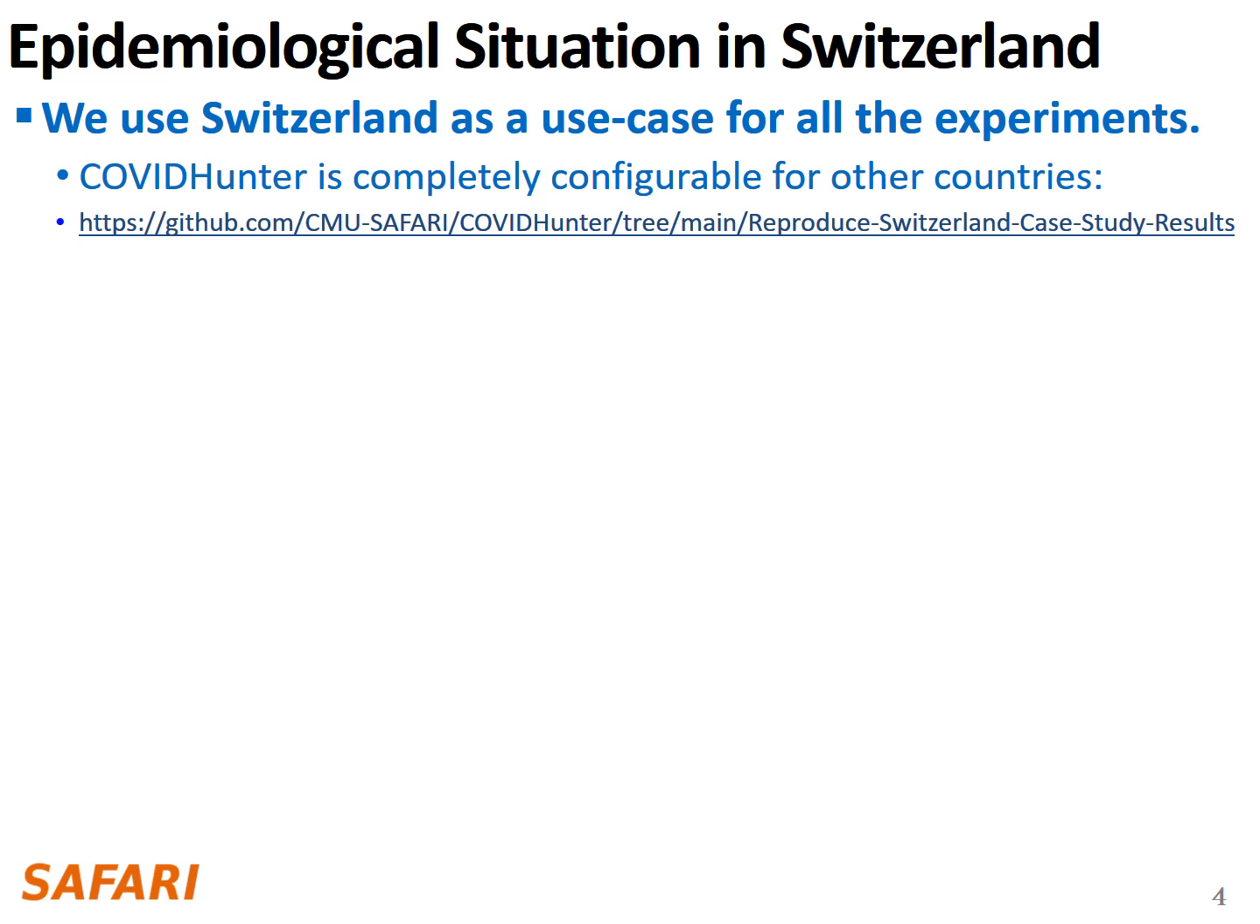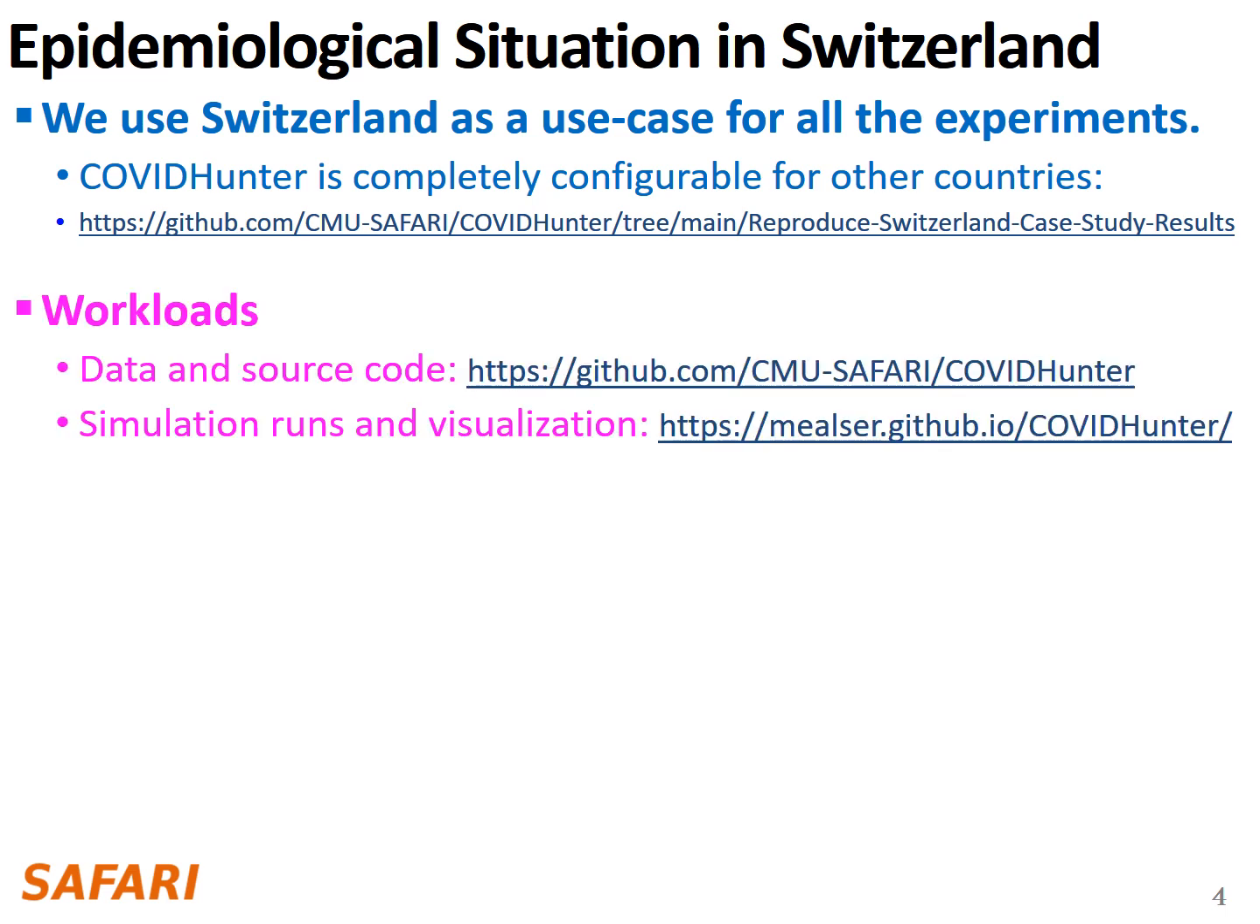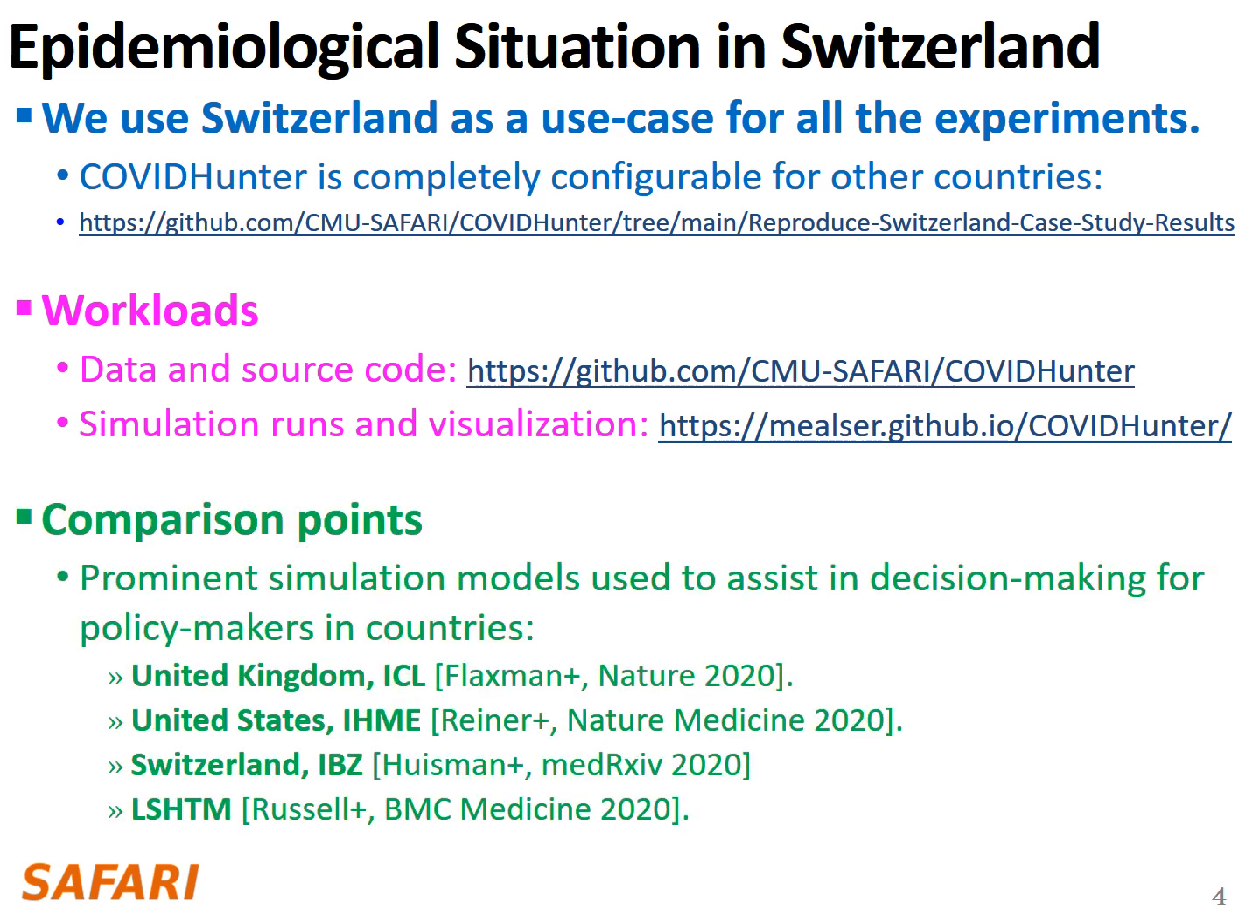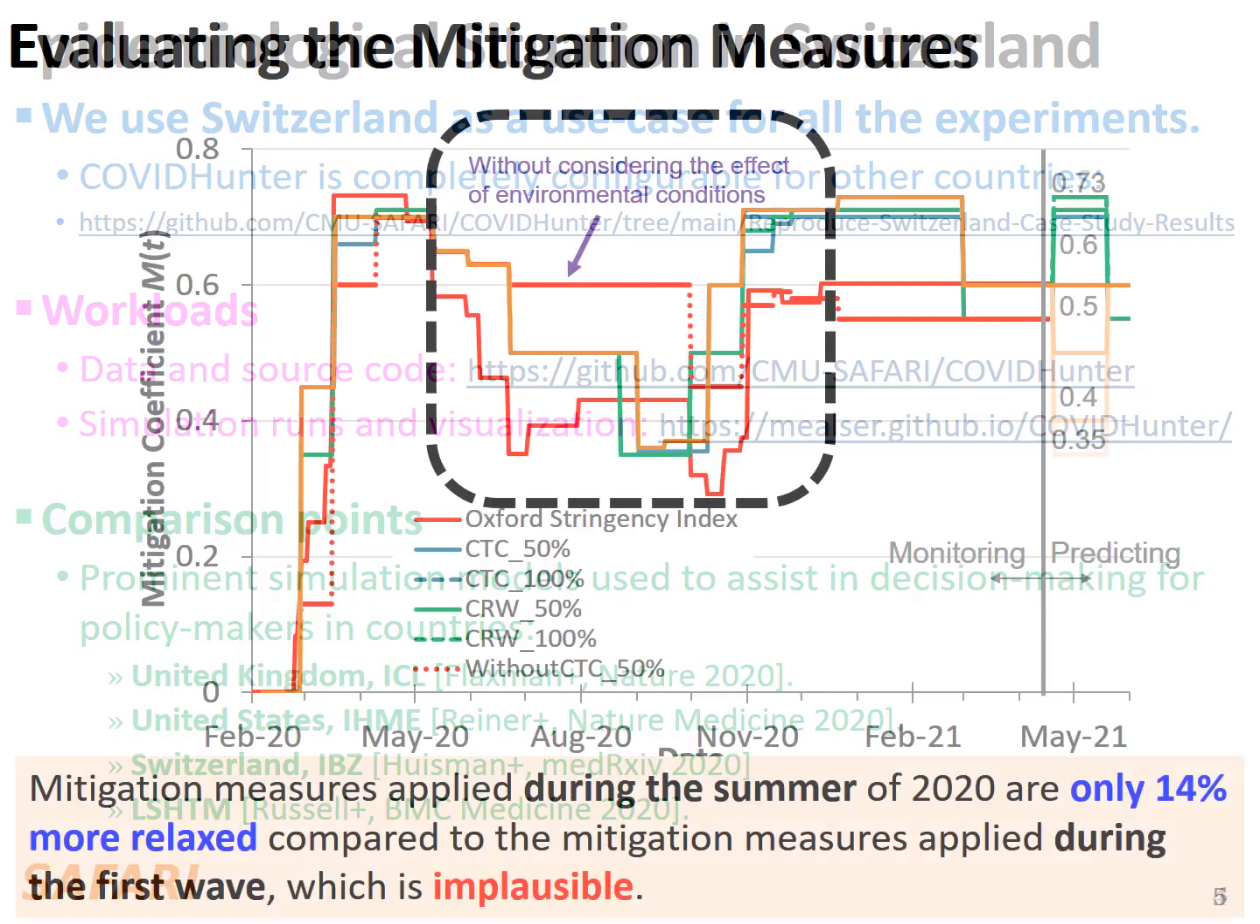In our evaluation, we use Switzerland as a use case for all the experiments. However, COVIDHunter is completely configurable for all other countries. The data, the source code, and simulation runs and data visualizations are all provided online and publicly available. As a comparison point, we consider prominent simulation models used to assist in decision-making for policymakers in different countries such as the UK, US, and Switzerland.